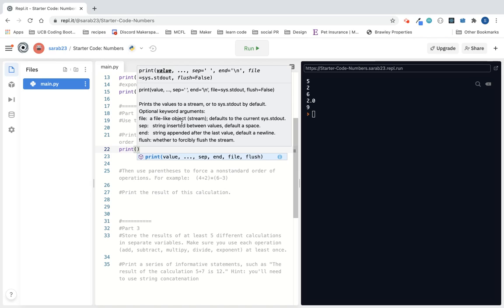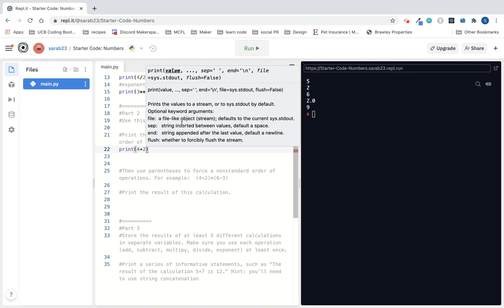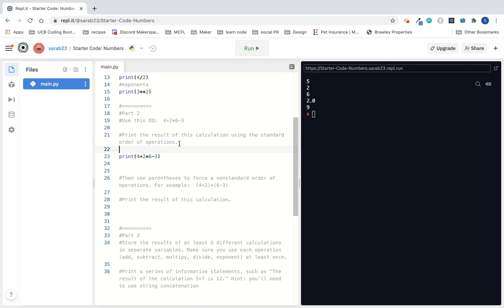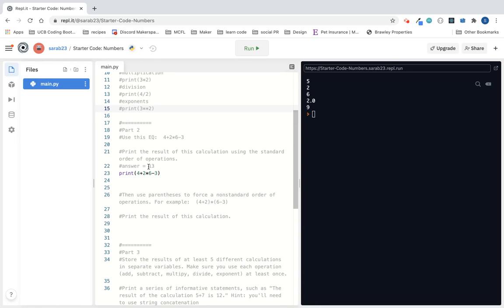So I'm going to type 4 plus 2 times 6 minus 3. And let's add a comment. Answer equals 13 is what we think. So let's try printing this. We are expecting an answer of 13. Great. So standard order of operations, when you type it in as that, gives us 13.